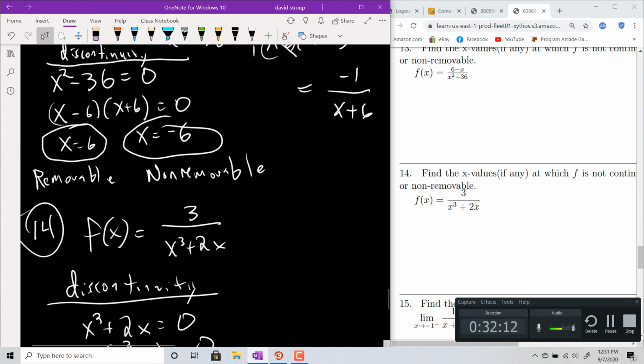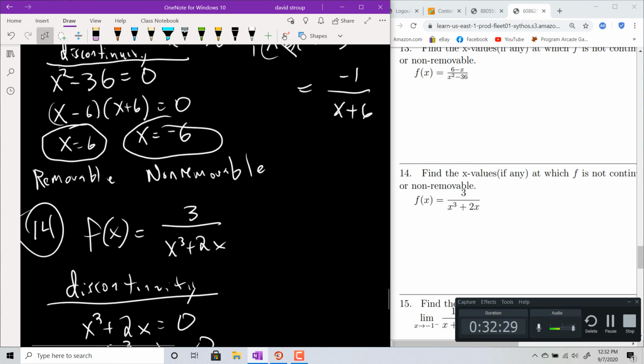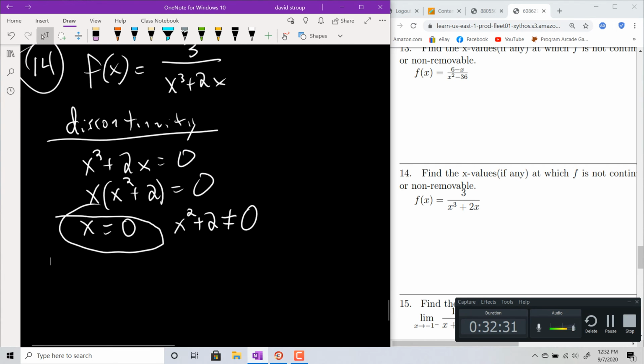So back when you looked at this x equals 6, if you plug 6 into the original expression, you would get 0 over 0, as opposed to negative 6. If you plug negative 6 into that expression, you would get 12 over 0. So when you have a 0 over 0 form, it's going to be the removable type. Otherwise, it's the non-removable. And this guy is non-removable.